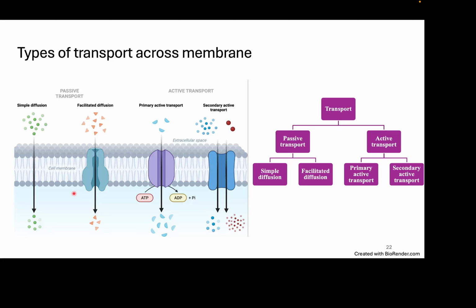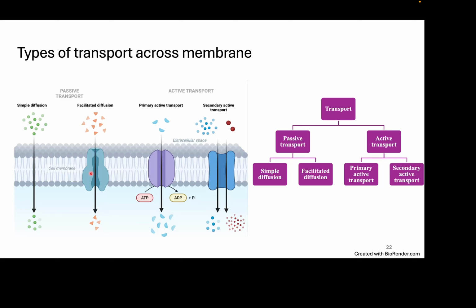If you look in the diagram, simple diffusion is basically the molecules moving from their higher concentration to the lower concentration, that is along the concentration gradient. In facilitated diffusion, the molecules are transporting from their higher concentration to lower concentration, that is alongside the concentration gradient, but with the help of a protein.